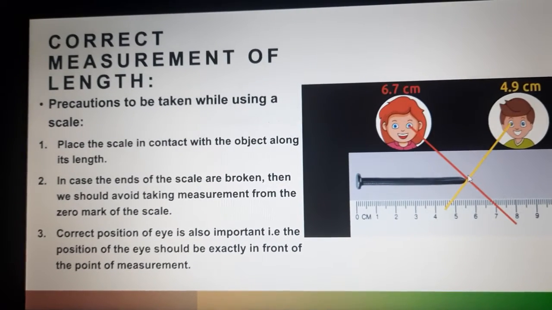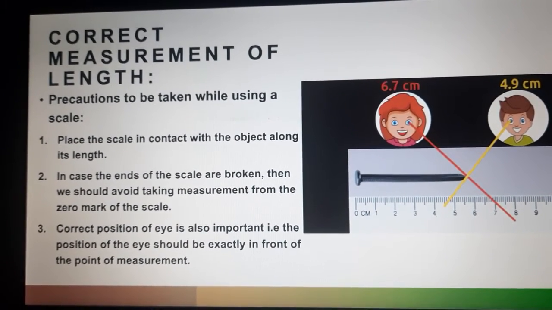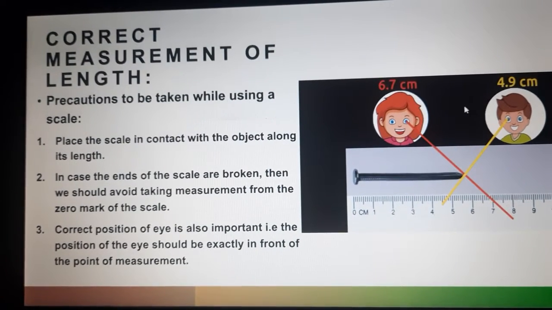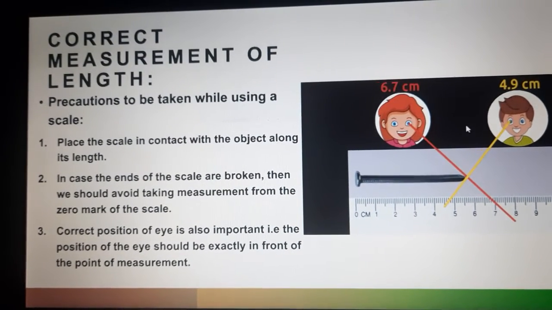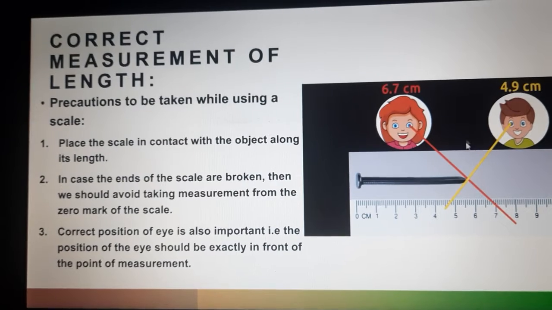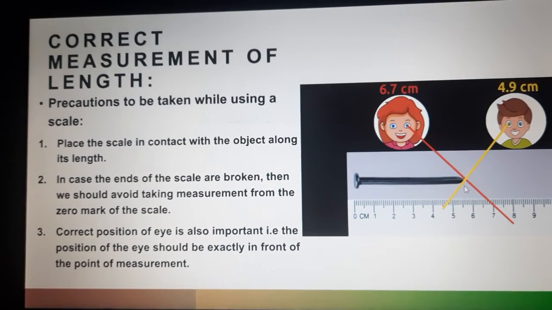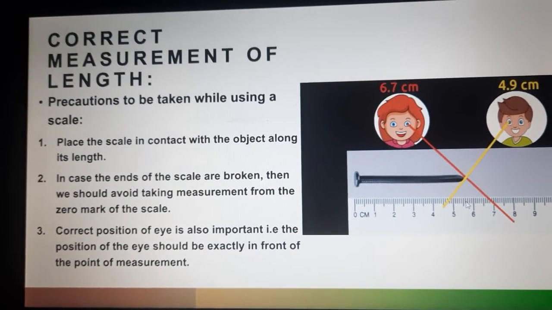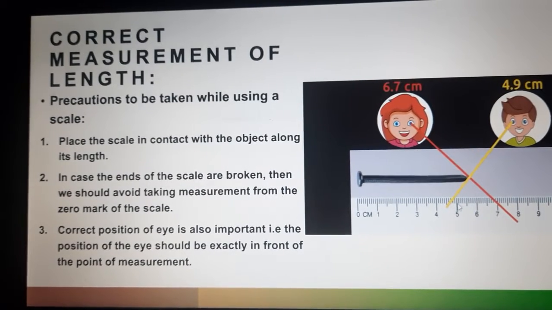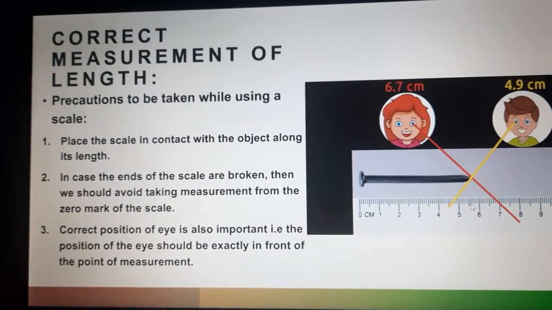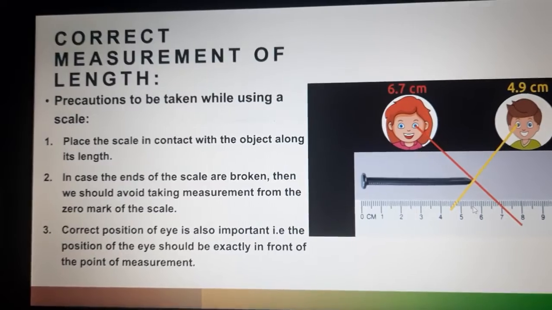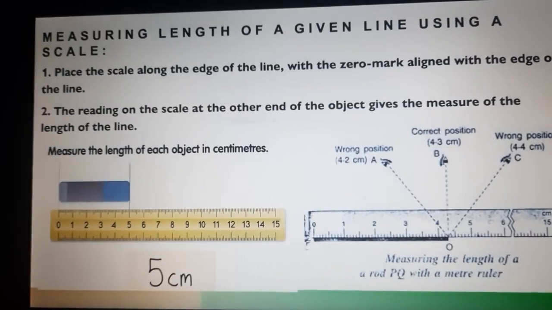To measure it accurately, you have to look at it right on top of it from here. Only then you will not get extra millimeters, or deduction of millimeters will not take place. So you have to look at it exactly in front of the measuring point.